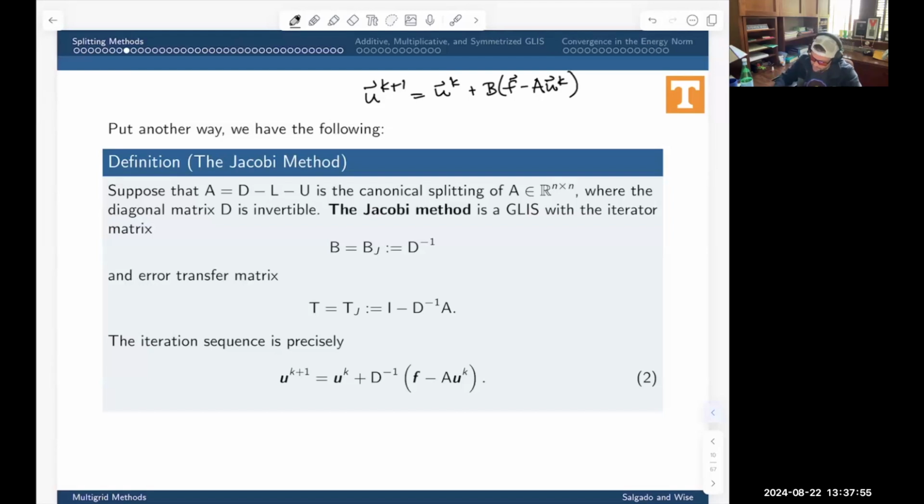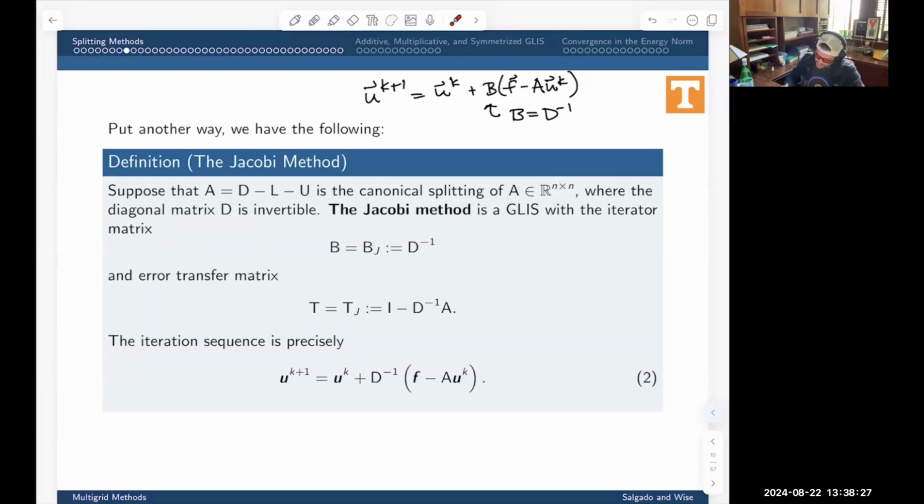So we have to take what we had on the previous page, do some manipulations, and work out that this must be D inverse. And I claim that that's easy enough to do. So do that little exercise. You'll find that it's just a general linear iterative scheme where B is equal to D inverse. And so I can just define the Jacobi method as a general linear iterative scheme where B is equal to D inverse. That's an equivalent way of doing it.